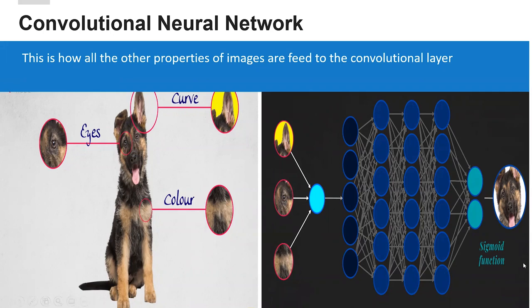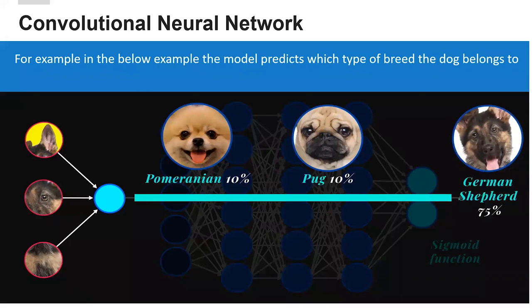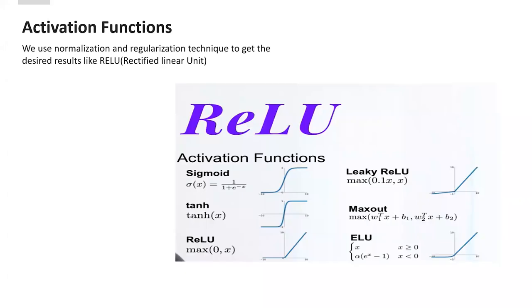Now, this can be done through many types of functions. Here it is mentioned sigmoid function. We'll go through all the different types of functions which we have. But for example, if you see, this particular model basically predicts that it is 10% Pomeranian, 10% pug, or 75% German Shepherd. So it is also able to find some probability associated to each of the breeds.